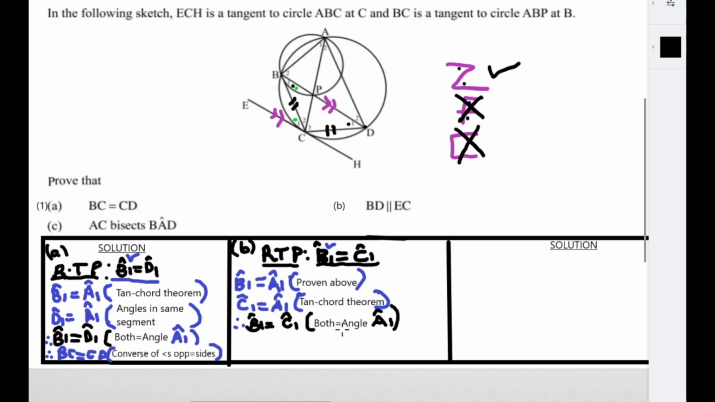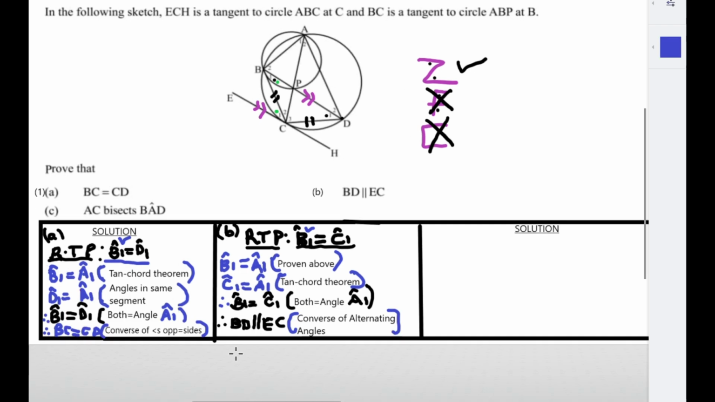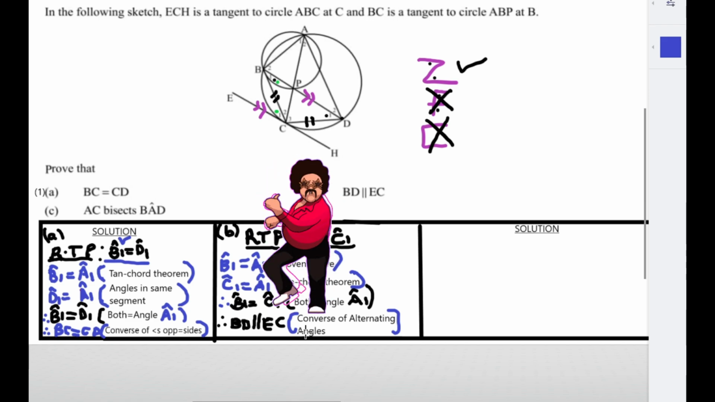Now we have to conclude with the question itself, guys. What is the question saying? The question says, prove that BD is parallel to EC. Now you are going to agree with the examiner. Say, yes, indeed, BD is parallel to EC because angle B1 is equal to angle C1. That's how we conclude the question. BD parallel to EC. What is the reason? Converse of alternating angles. The word converse, guys, is very important, especially when you are proving.